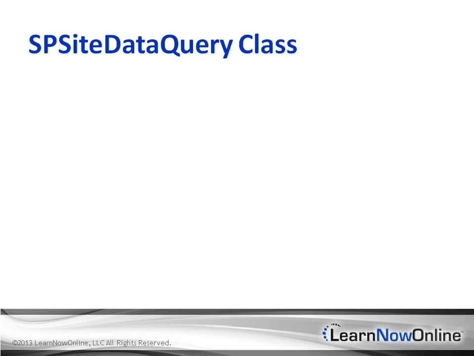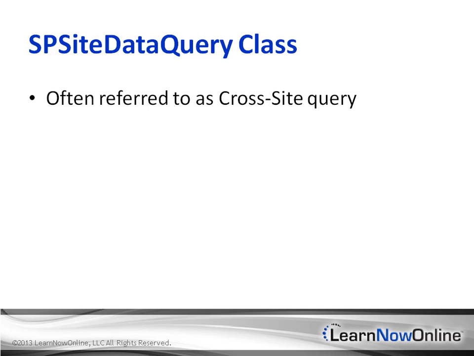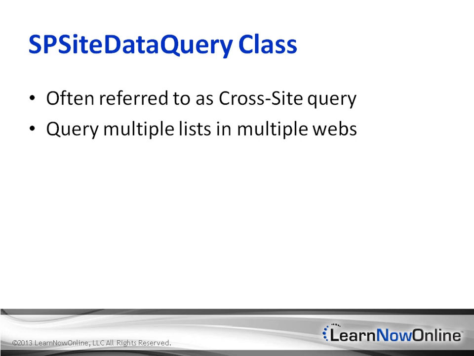Now the SPSiteDataQuery class is often referred to as a cross-site query, because you're able to query across multiple sites within the same site collection. So you can query multiple lists that are in multiple webs. The example I gave is that maybe you want to query all document libraries in your site collection. That's a perfect use for the SPSiteDataQuery class. And the scope is configurable. Maybe you want to scope it at the site collection, maybe the current site. It's up to you.